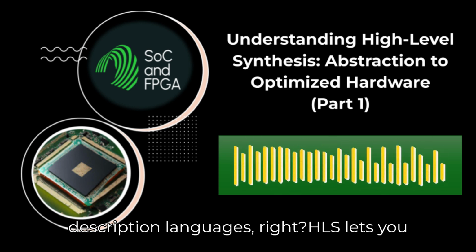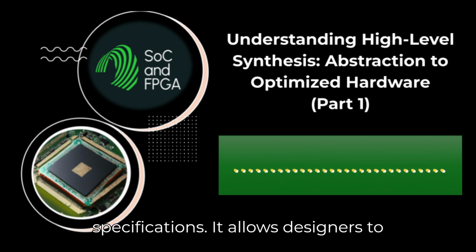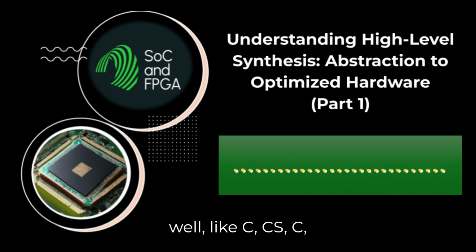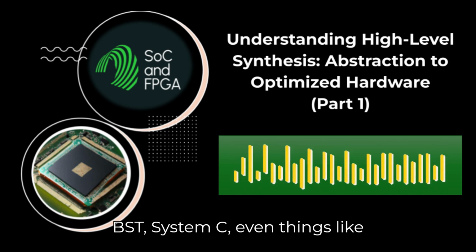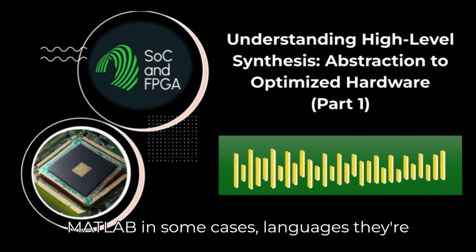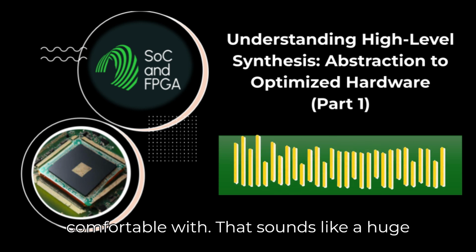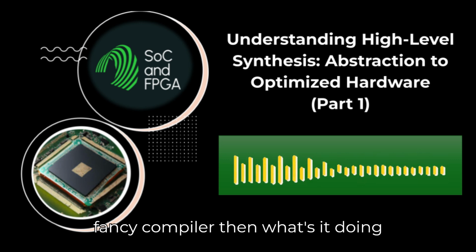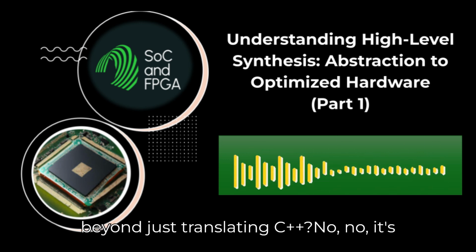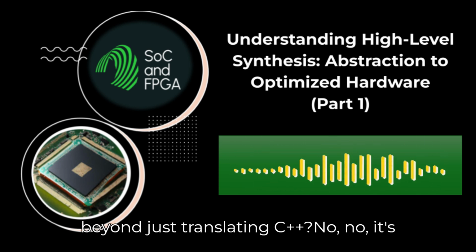Right. HLS lets you work with high-level behavioral specifications. It allows designers to use languages they already know really well, like C, C++, SystemC, even things like MATLAB in some cases. Languages they're comfortable with. That sounds like a huge shift. So HLS isn't just like a fancy compiler then. What's it doing beyond just translating C++? No, it's much more than that.